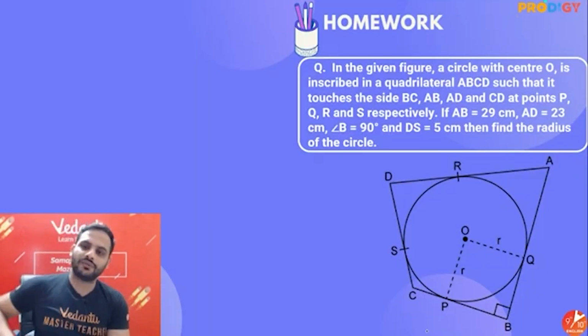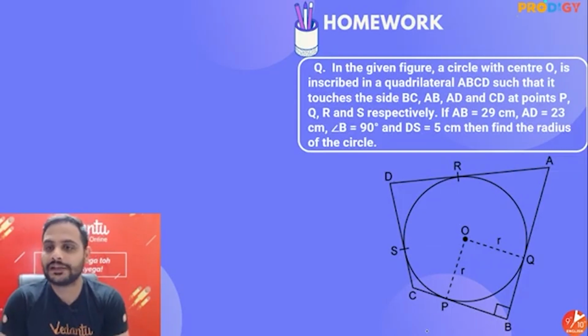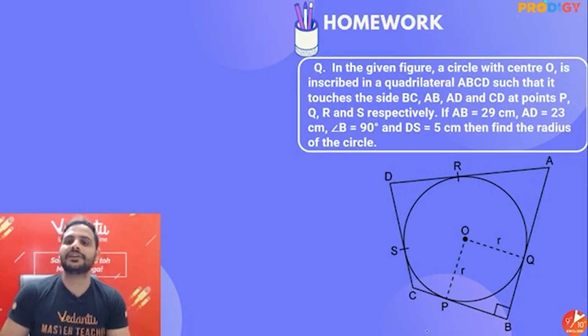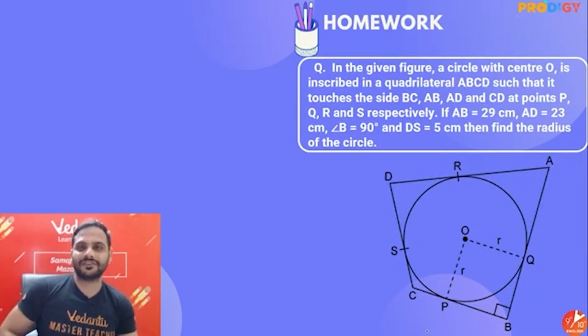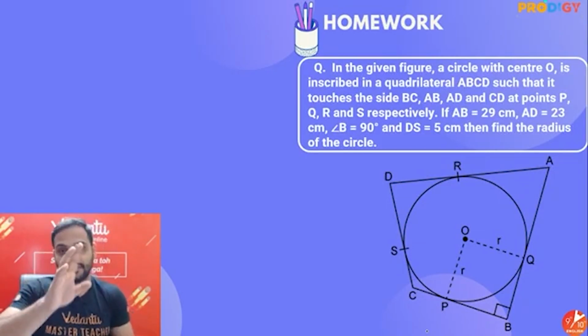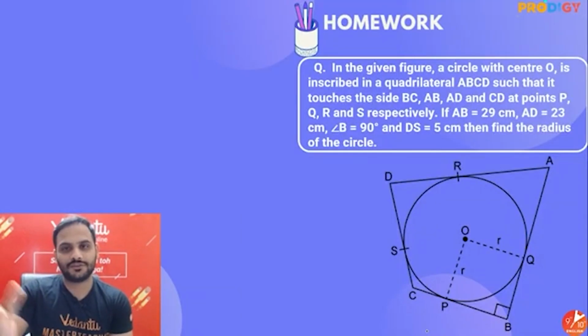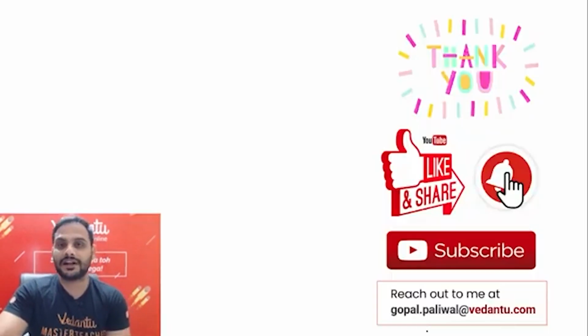Now let's look at your homework question, see what the question is saying. In the given figure, a circle with center O is inscribed in a quadrilateral ABCD such that it touches the sides BC, AB, AD and CD at points P, Q, R and S respectively. If AB is 29, AD is 23, angle B is 90 and DS is given 5, find the radius of the circle. It is a little difficult, but try to think about it. Those who give me the correct answer will be featured in our next class.